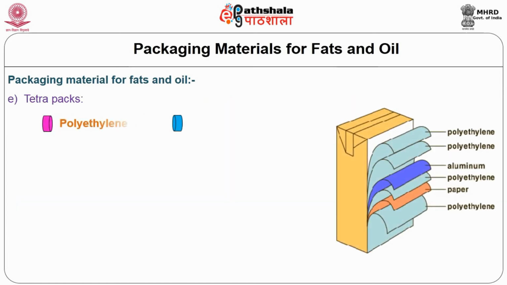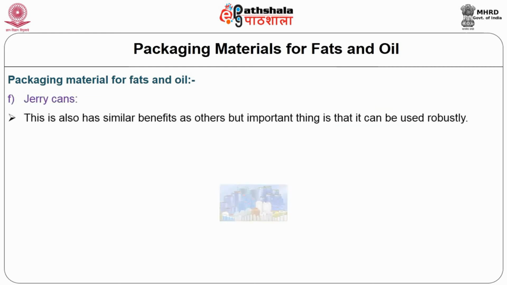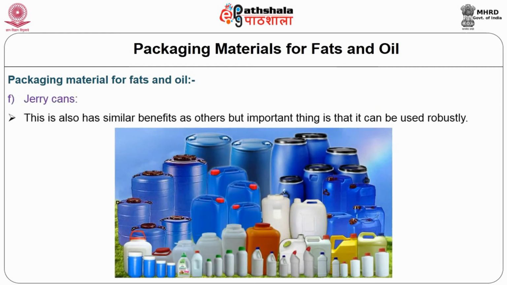Tetra Pak is made up of 6 layers. They are polyethylene, print, paperboard, aluminum, polyethylene, and the last one is also polyethylene. The next type is jerry cans. This also has similar benefits as others, but the important thing is that it can be used robustly.